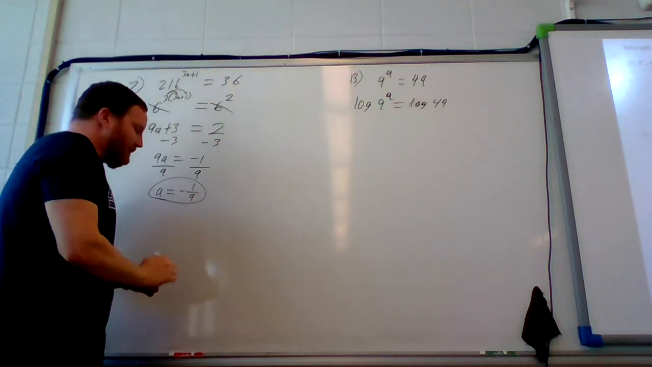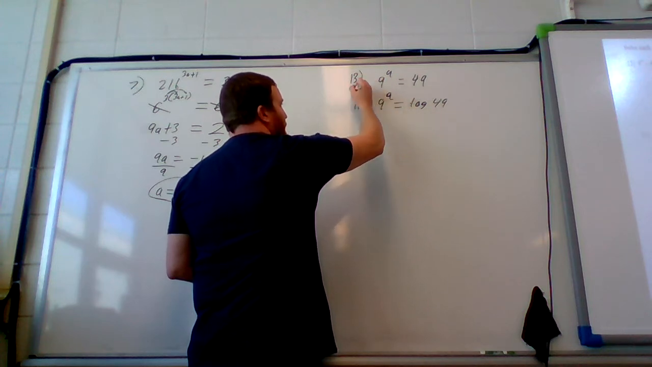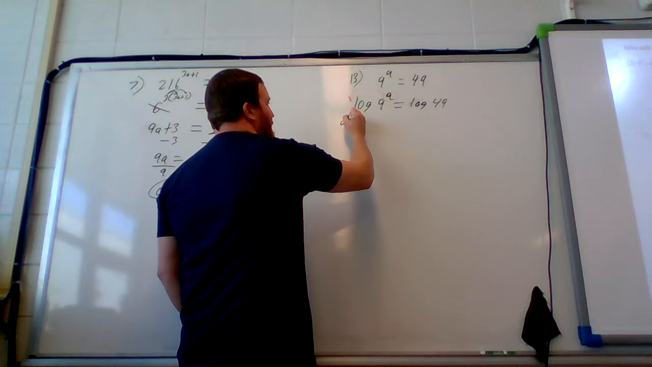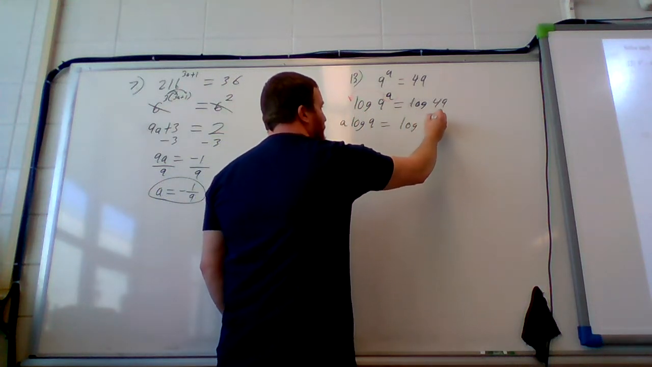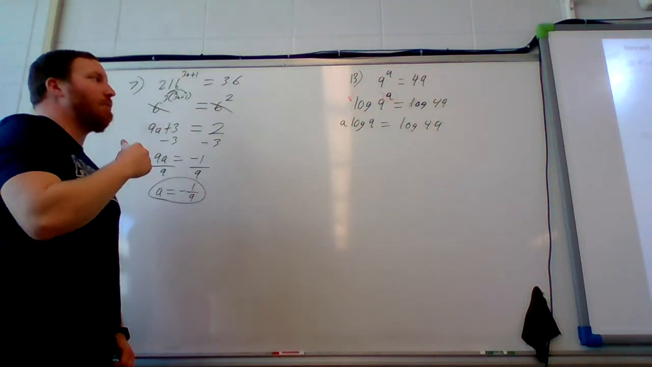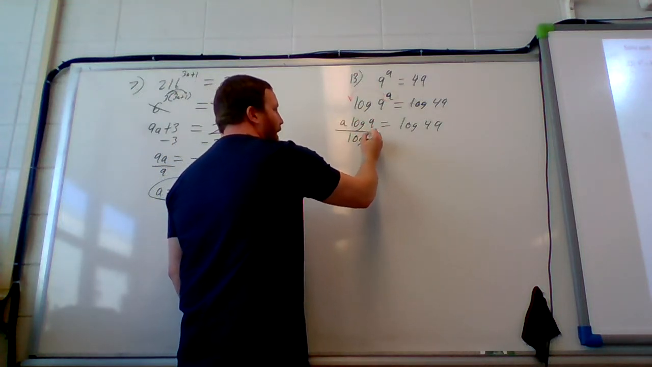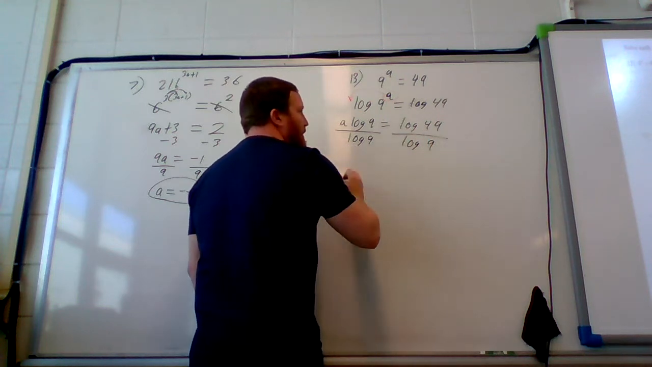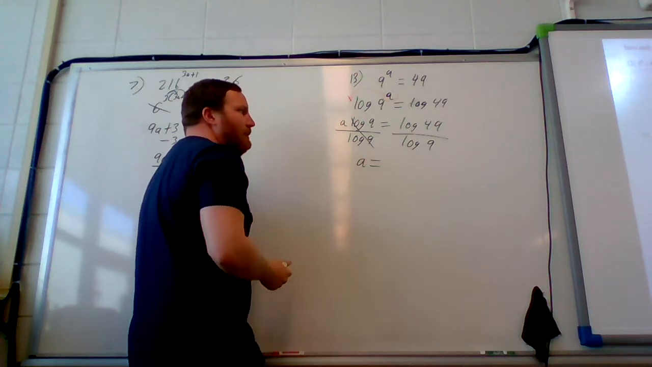Again, our power property states we can take this exponent of the a, bring it down out front. So that's going to get us a log of 9 equals log of 49. Then we want to divide both sides by the log of 9 to get rid of our log of 9 on the left. And that leaves us with just our a on the left side equals.